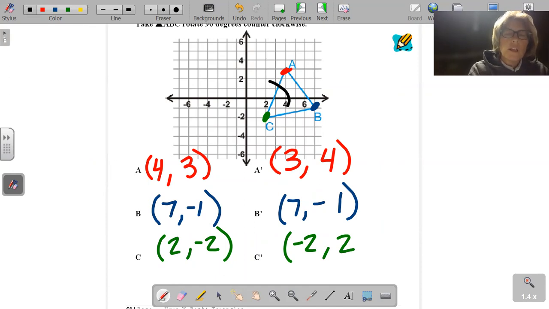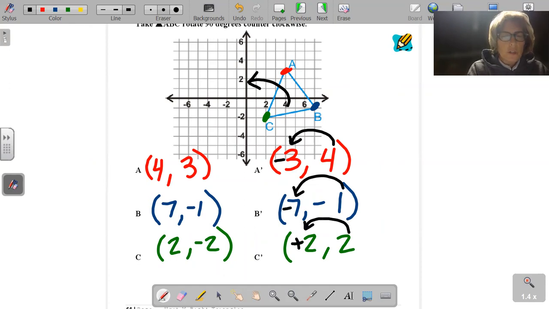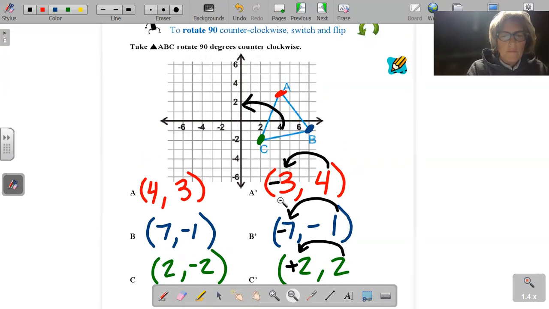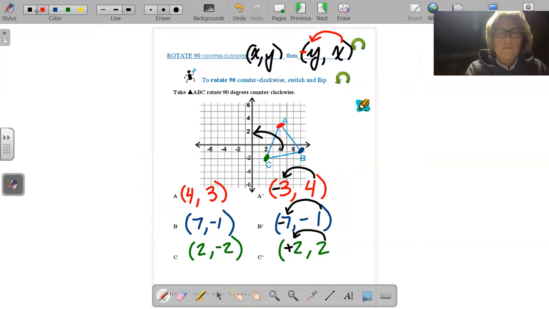Counterclockwise means I'm going this direction. So I draw a counterclockwise arrow, switch the sign. Counterclockwise arrow, switch the sign. Counterclockwise arrow, switch the sign. Start graphing. It's A prime. B prime.